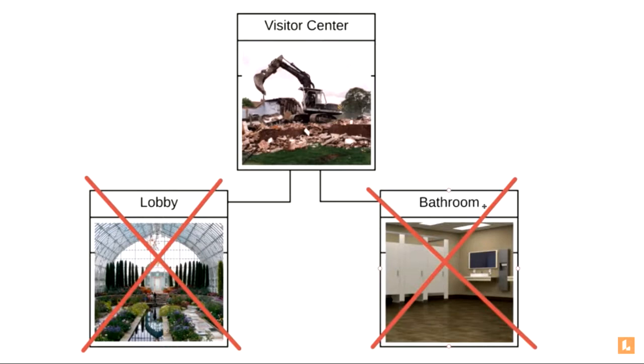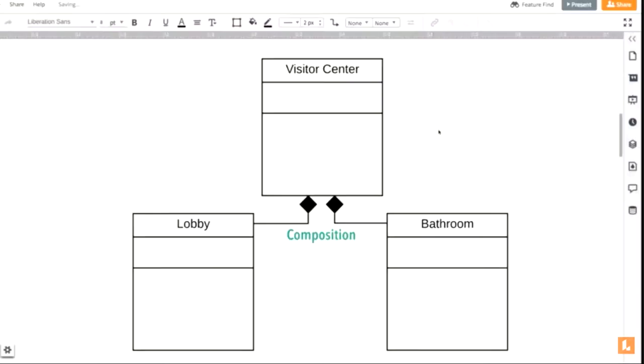Like this. Suppose this visitor center is destroyed, then this lobby and this bathroom will also be destroyed. Okay, this is how you represent composition. Again, the symbol will be towards the parent class. Just keep that in mind. In inheritance also the symbol is towards the parent class. In aggregation also the symbol is towards the parent class. In composition also the symbol is towards the parent class.